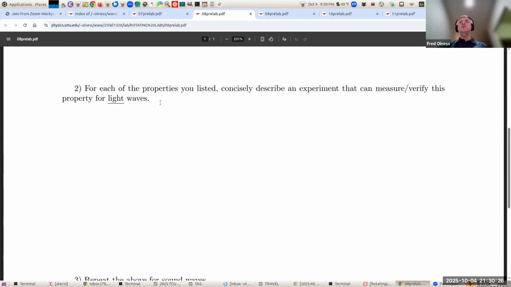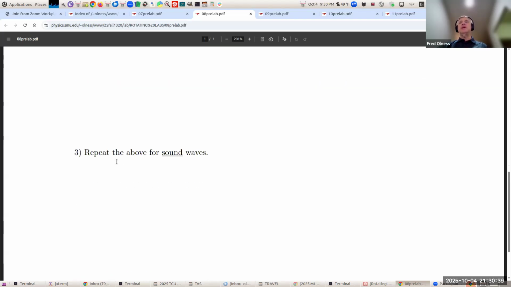And then for each of those, just an experiment that you can measure for light. So light reflection off a mirror, refraction going through from air to water, interference, diffraction, same thing there. And then do the same for sound waves.